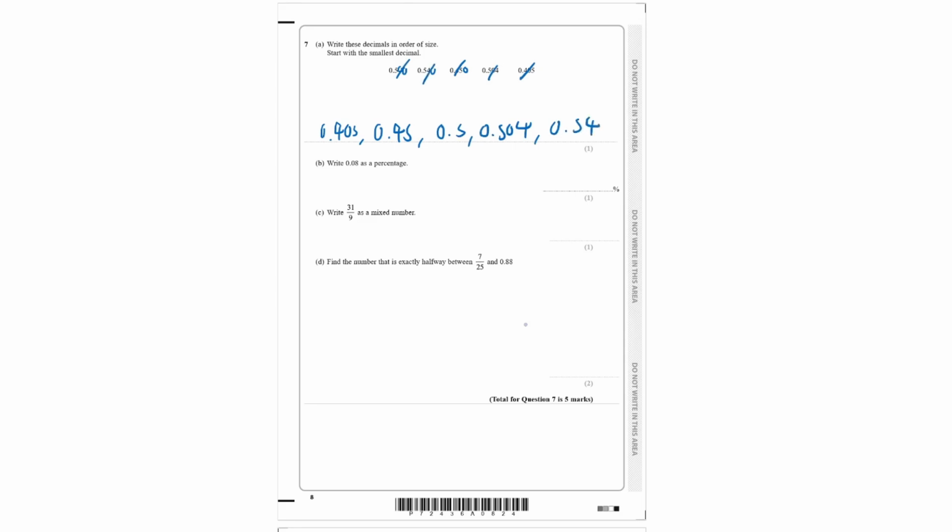Write 0.08 as a percentage. We can multiply 0.08 times 100, and since we're multiplying, we move to the right twice, and we get 8%.